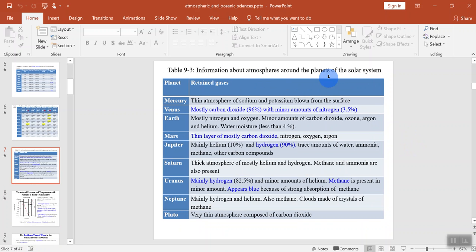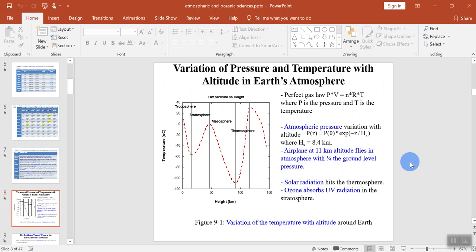Information about atmospheres of the other planets, as measured: Venus has mostly carbon dioxide with minor amounts of nitrogen. Mars has a thin layer of mostly carbon dioxide. Jupiter has helium and hydrogen. Uranus has mostly hydrogen. Methane gives it the blue color, and so on.